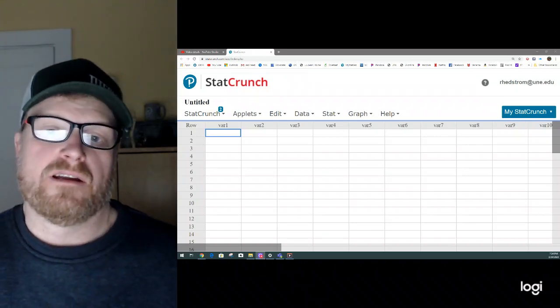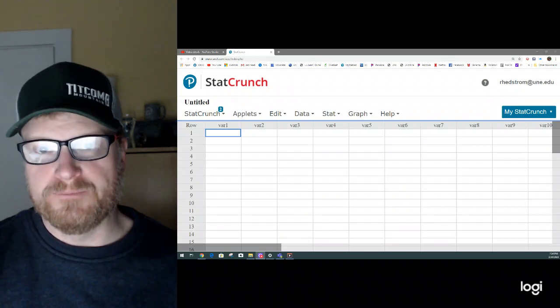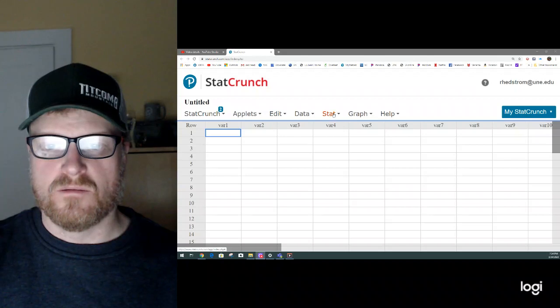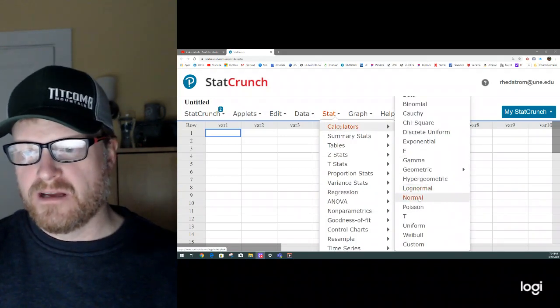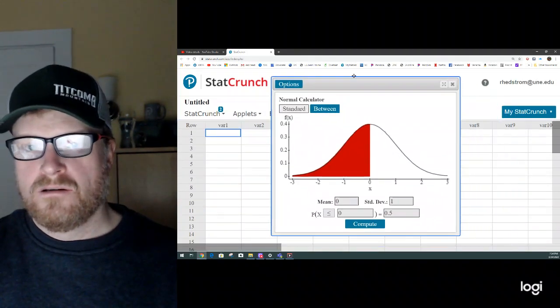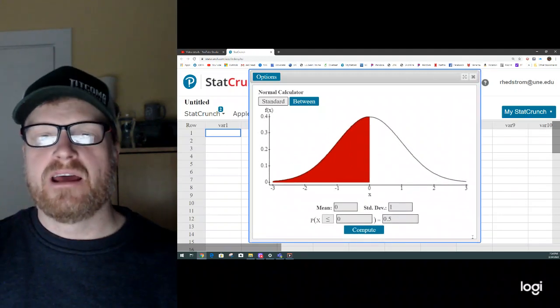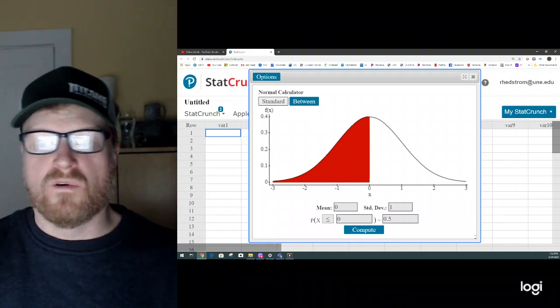Okay, now we're going to look into some applications of the normal probability distribution. Here again, we're going to use the normal distribution calculator. So you go stat, calculators, and let's go to normal. When we apply the normal probability distribution, we're going to use values that we've seen before.